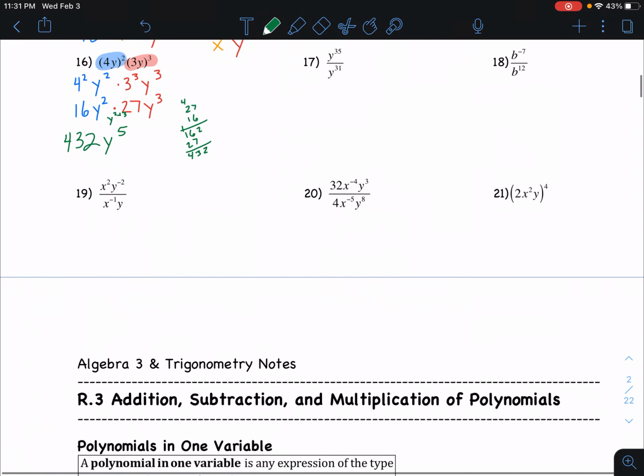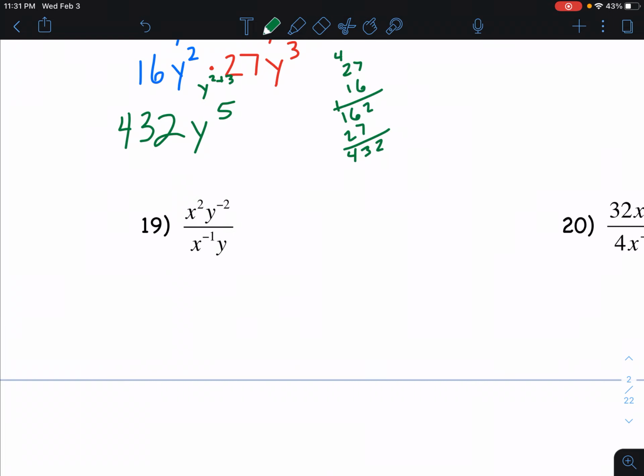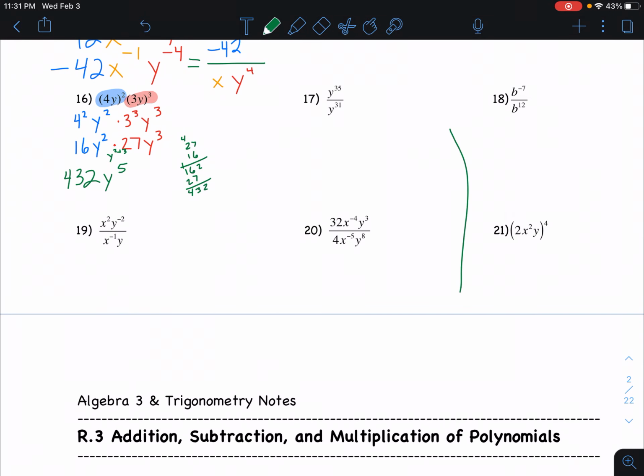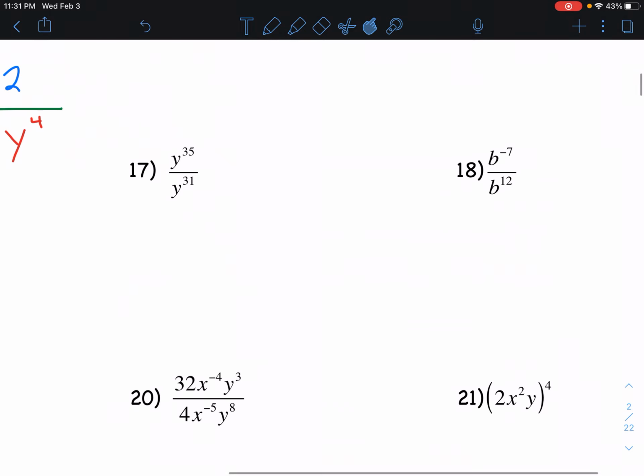Okay, I'll do the last one, then I'll let you guys go on your own. Nope, actually there might be one I want to hit. Yeah, I just noticed number 17. Number 17, the rule we didn't discuss today is, what do you do when you're dividing bases that are the same? What are you supposed to do with their exponents?